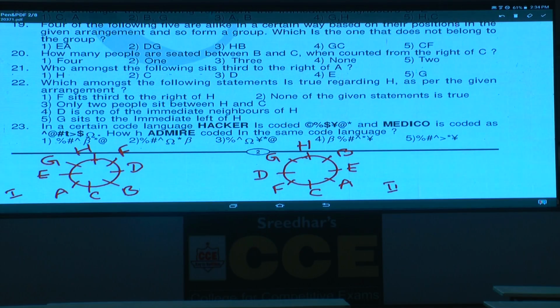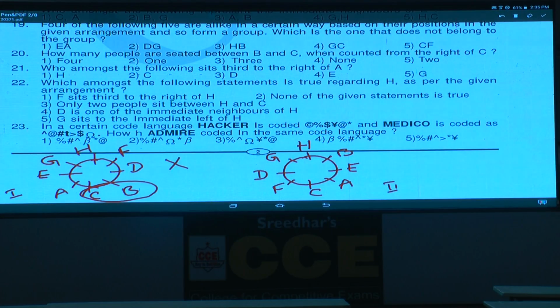Only 3 people between D and E. B sits second to the right of A, and B is not an immediate neighbor of C. Now, B and C are not immediate neighbors in case 2, but in case 1, B and C are immediate neighbors. Hence, the first case is completely ruled out. Now we are left with only the second case.